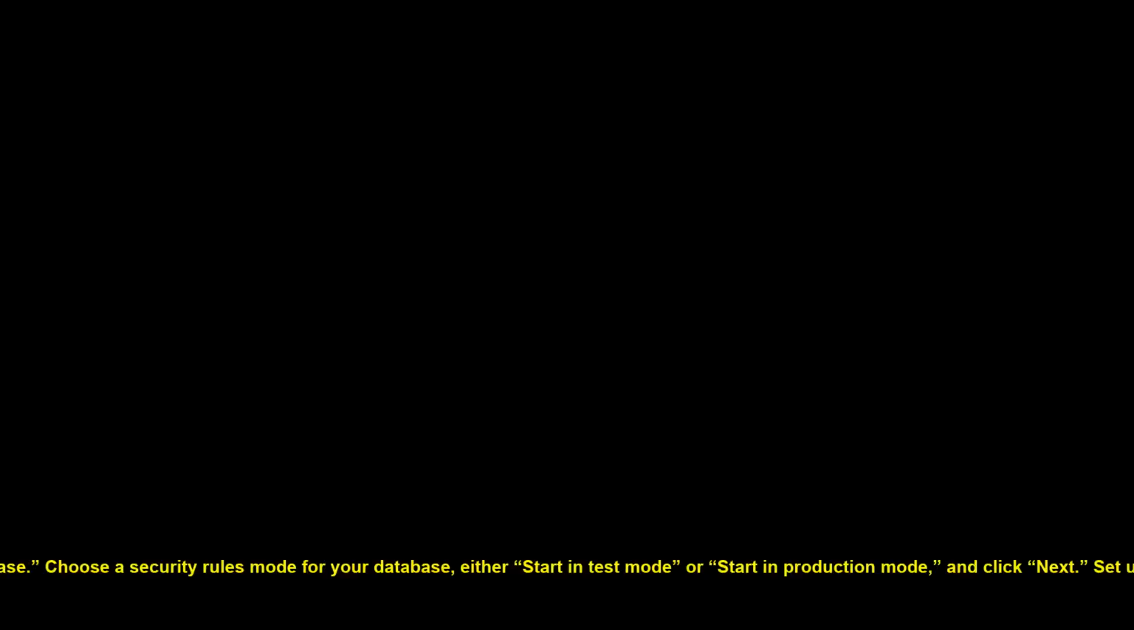Start by logging into your Firebase console. Create a new project or select an existing project. Navigate to the Firestore database section from the left sidebar. If it's your first time using Firestore, click on Create Database. Choose a security rules mode for your database, either Start in Production or Test mode. Click Done to create your Firestore database.